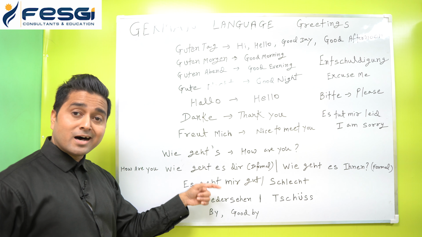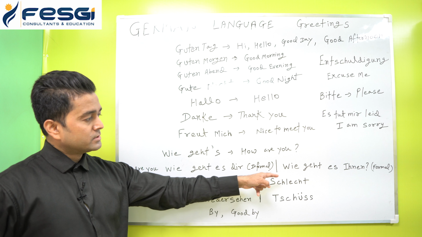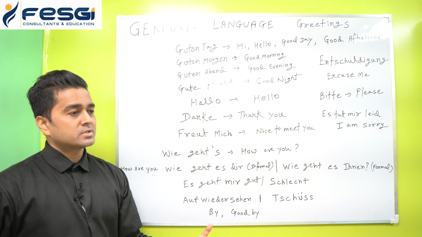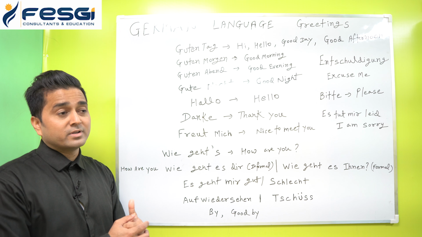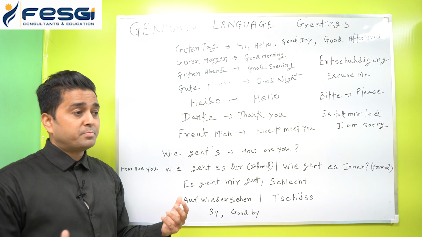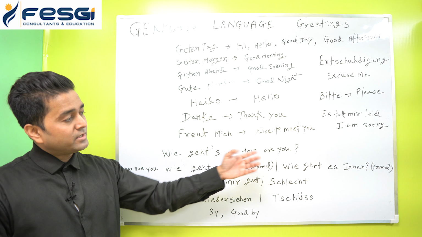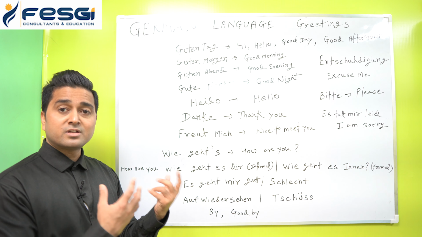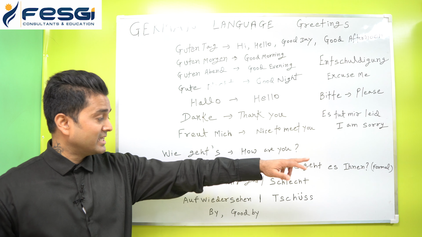And now we can ask the same thing with some respect in a formal way. So here: wie geht es Ihnen. Ihnen you can use when you want to give respect to someone you're meeting for the first time, and also when you're talking to your parents, your teacher, your professor, your boss. So here you can use Ihnen. It looks good, sounds good, because you're giving respect. So whenever you want to give respect, use this wie geht es Ihnen.